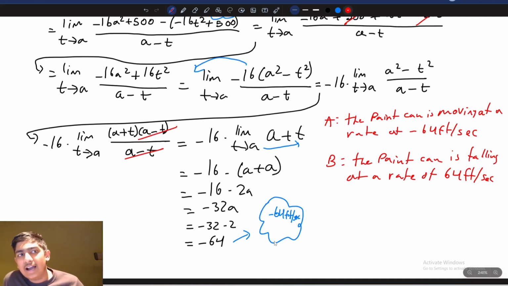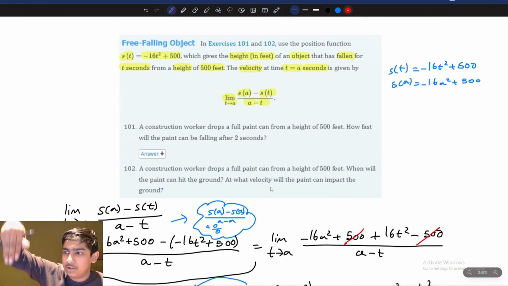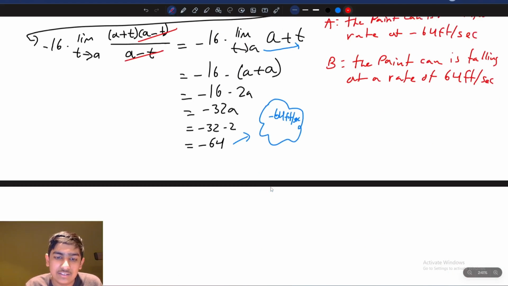Based off of the context here, if you're going up or to the right, your velocity will be positive. And if you're going down or to the left, again, my left and your left may be different, but you get what I mean, your velocity will be negative. So if you think about this, this is a falling object. We're going down, our velocity is negative, and that is expected because we got the negative 64 right here. But now we just need to interpret it.